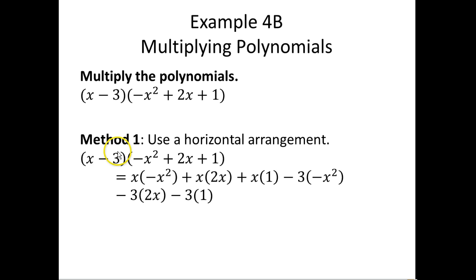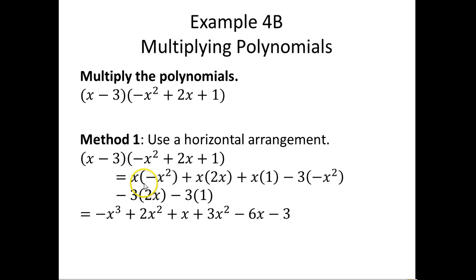And then I have to distribute the negative 3 inside. So I'd have negative 3 times negative x squared, which is negative 3 times negative x squared here. Negative 3 times 2x plus negative 3 times 1, which gives me this resulting expression after distributing each term in the binomial into each term in this trinomial.